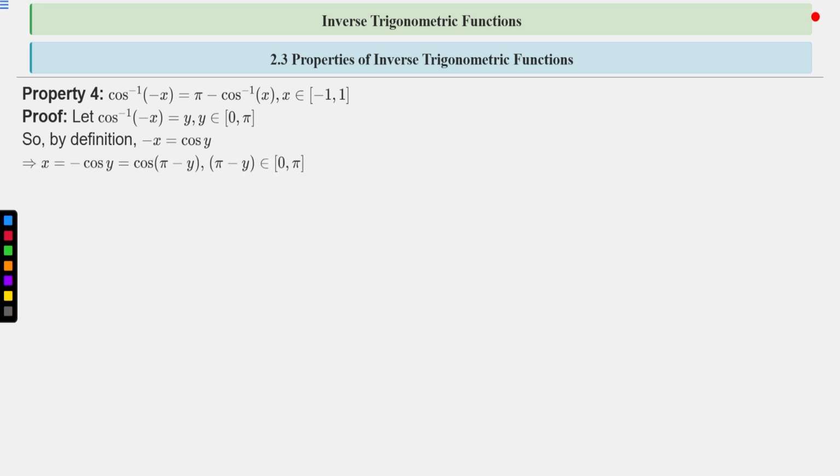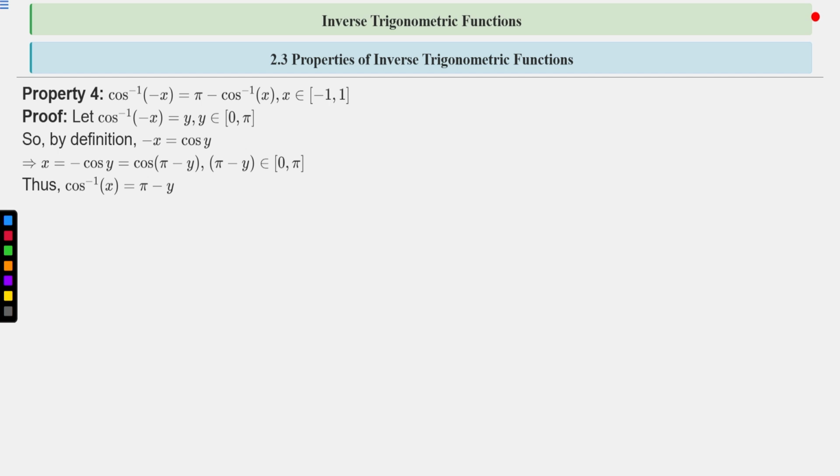So x can be written as minus cos y, right? Now we know that cos of pi minus theta is equal to minus cos theta. So in place of minus cos y, we can write cos of pi minus y, right? And pi minus y belongs to 0 to pi, isn't it?